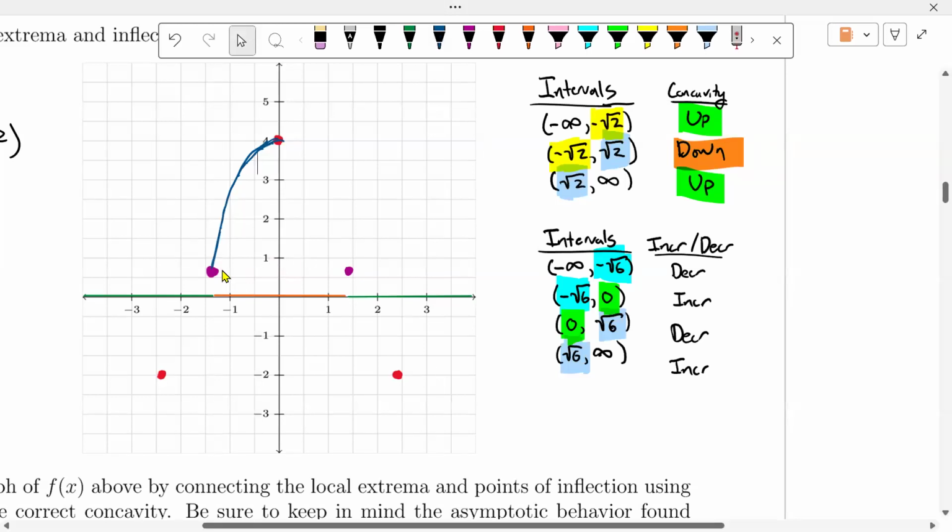This meets my requirements. It's concave down right there. It's increasing to the left of 0, and I need it to then be concave down and decreasing afterwards. And so I'll kind of draw it like that. Doesn't have to be perfect, but it's nice if it is. All right, there we go. And so you see what I did there?